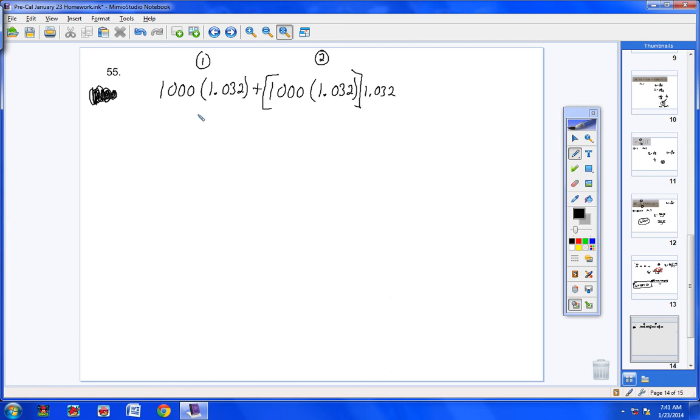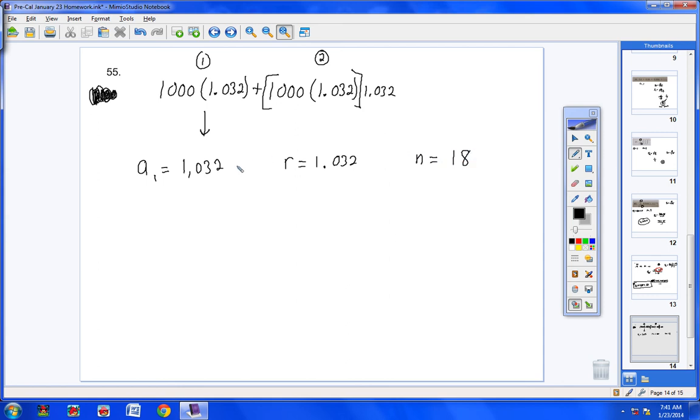So your first term right here, when you multiply 1,000 times this, is 1,032. That's your first term. And your common ratio, in which you're multiplying everything over and over by, is 1.032. And we know how many terms we're doing this for. We're doing it for 18.